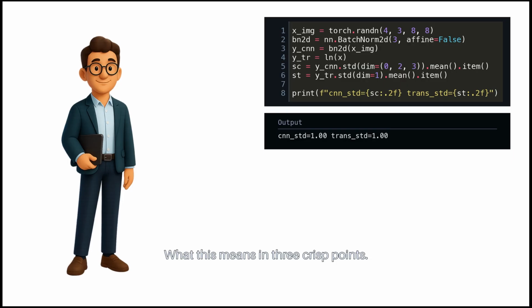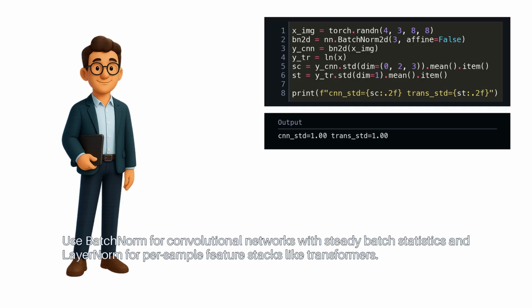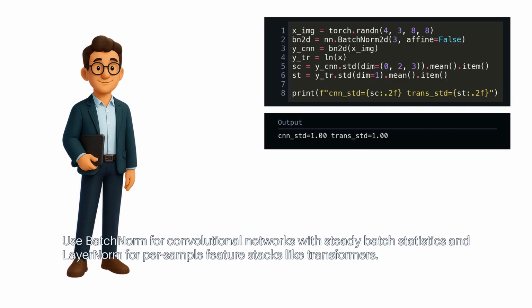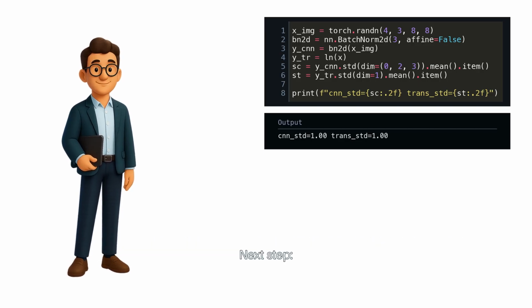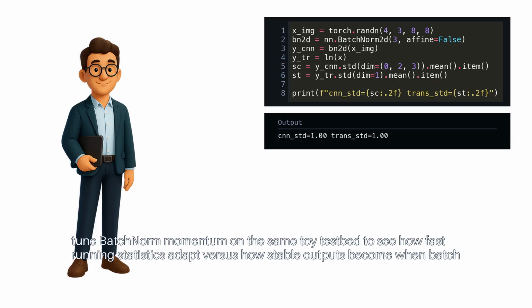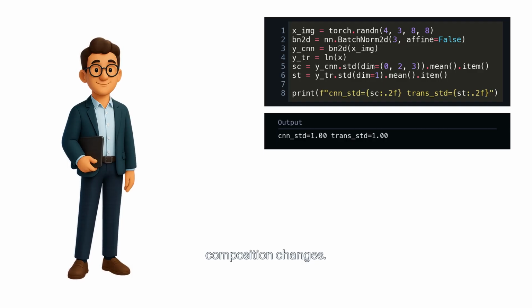What this means in 3 crisp points. It is normalization that recenters and rescales activations to stabilize training. Use BatchNorm for convolutional networks with steady batch statistics, and LayerNorm for per-sample feature stacks like transformers. One caveat: BatchNorm depends on batch composition and running stats, so it can behave differently in training and inference if you are not careful. Next step: tune BatchNorm momentum on the same toy testbed to see how fast running statistics adapt versus how stable outputs become when batch composition changes.